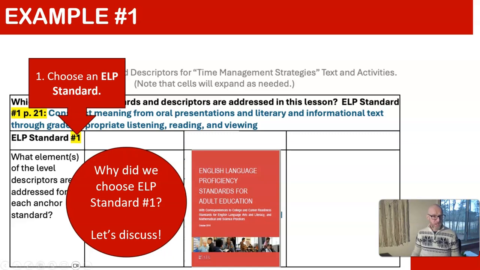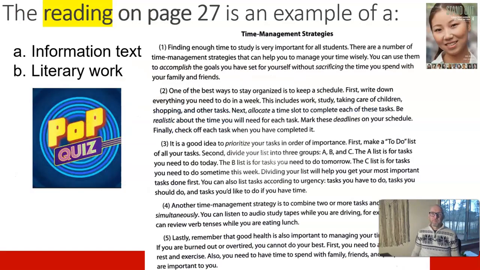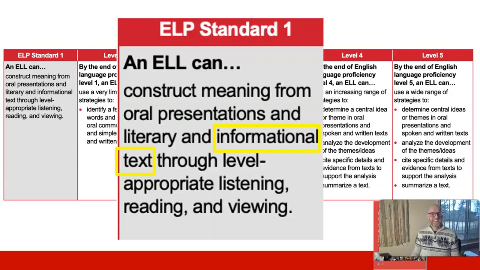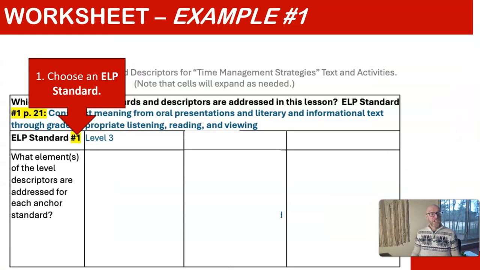But why did we choose ELPS Standard 1? Let's discuss. Pop quiz time. The reading in our Standout book, page 27, on time management strategies is an example of A, informational text, or B, literary work. You got it, informational text. Therefore, we saw that information right over here under ELPS 1, informational text. So that was our justification for ELPS 1.